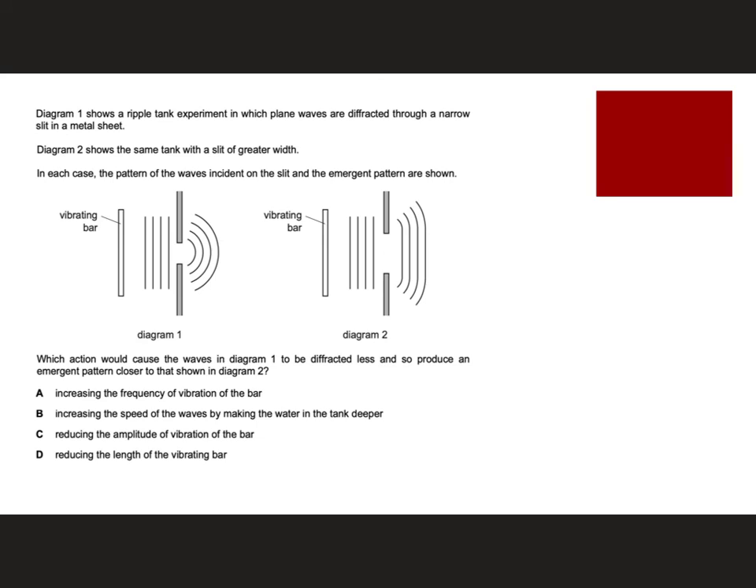Okay, so let's talk about our opening here. Diagram 1 has a ripple tank in which the plane waves are diffracted through a narrow slit, and the same one in the diagram 2, but the opening is greater. So what action would cause the waves in diagram 1 to be diffracted less and produce a pattern closer to that of diagram 2? Make sure you pause and think about it first.